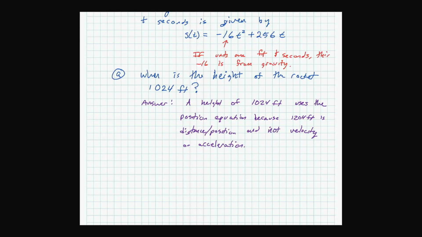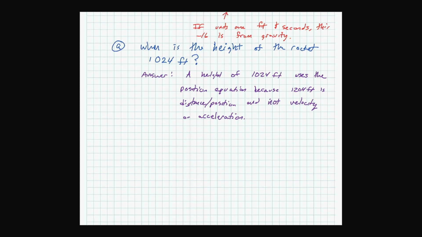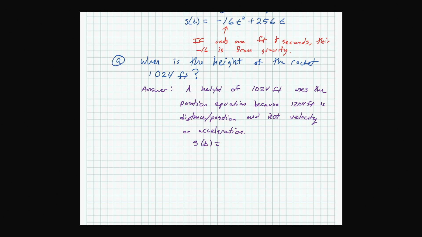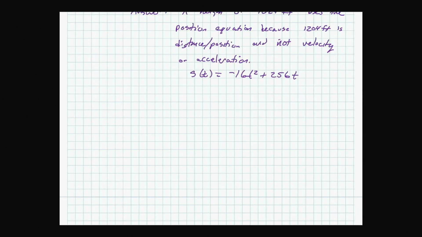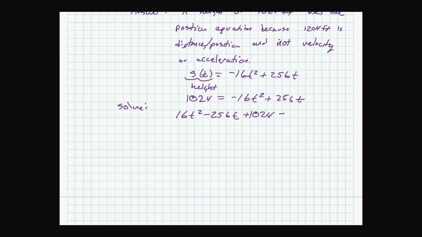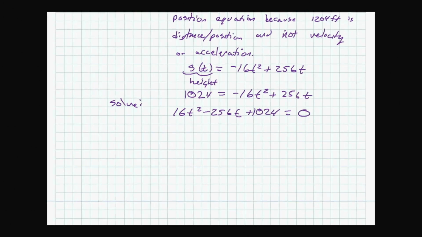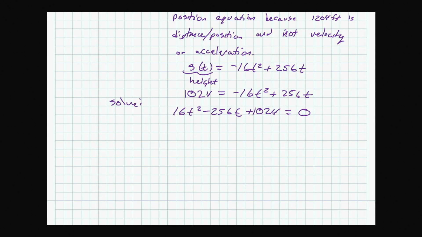So if you want the height to be 1,024, you have s of t is negative 16t squared plus 256t. What you would do is this is the height, right? So you're going to replace that with the 1,024 feet, and then this is your equation that you have to solve. So move everything to one side. I'm just going to solve this now. So let's go everything to the left. Like that. And then this is what you have to solve. Now, let me just grab a calculator. One second.